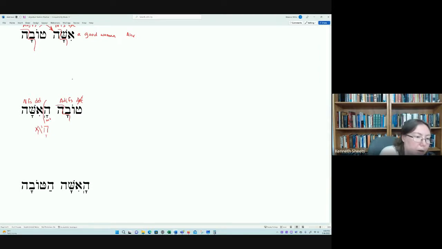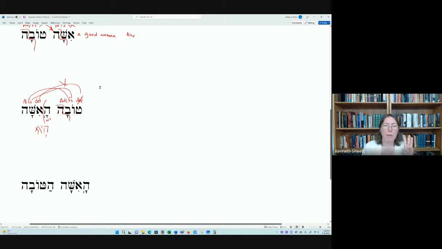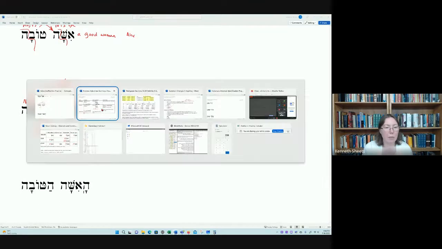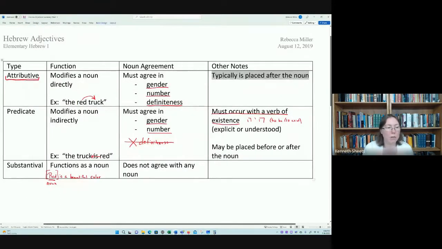So notice here, we have agreement in terms of gender, both of them are feminine. We have agreement in terms of number, both of them are singular. But where the noun is definite, the adjective is not. So there's agreement in terms of gender, there's agreement in terms of number, but there's no agreement in terms of definiteness. Well, it doesn't fit our attributive, but it does fit the predicate. There's no verb of existence stated, so it's understood, so I will supply that.